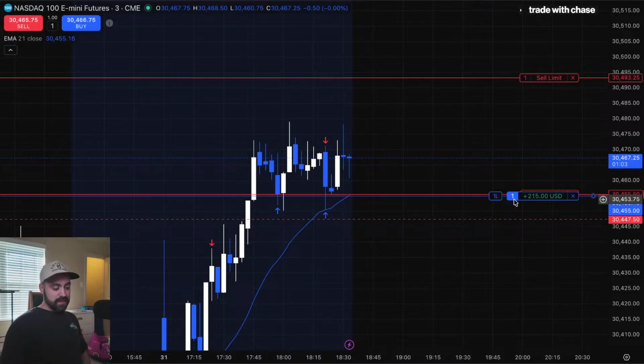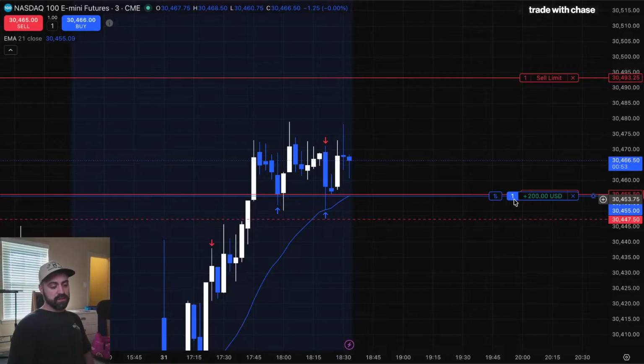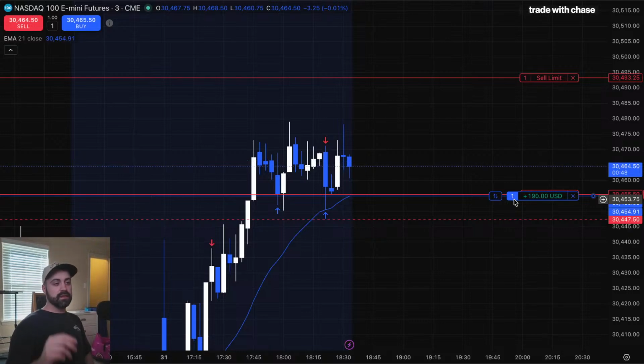I would normally just take it and take my win, especially since we've kind of chopped around, but I've been trying to be more patient lately and just let trades play out. I had a reason to get in. It hasn't really given me a reason to get out yet. We haven't broken structure. It got close, but it didn't really break it, so I might as well just let it go.